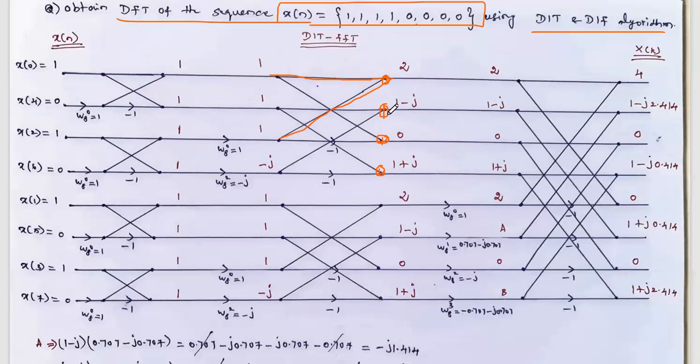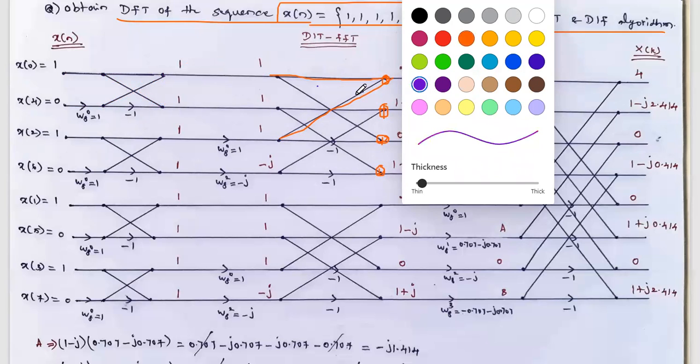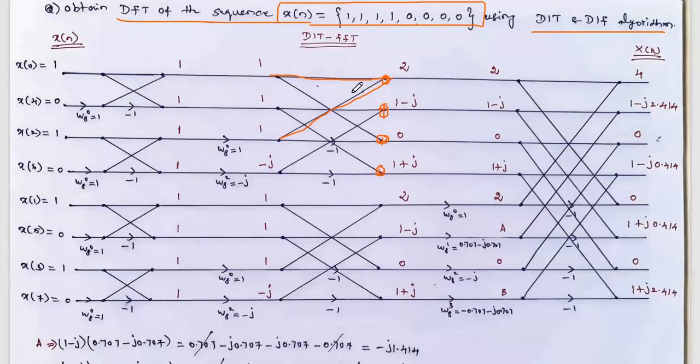Okay, similarly in the second line you see. So in the second line, this is the 1 value. So 1 is coming here. Okay, here 1. Here you see in the fourth line minus j. So 1 added with minus j. So the answer is 1 minus j. Okay, so in the second line, the answer is 1 minus j.